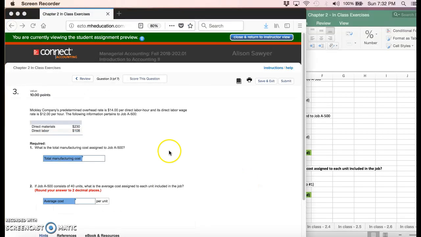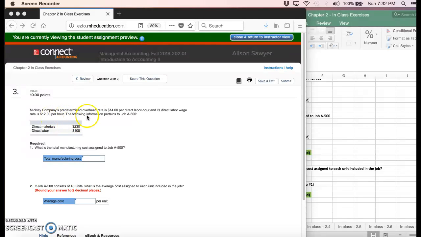Okay, we are on chapter 2, in-class exercises, number 3. So what are they asking us? We are required to find the total manufacturing cost assigned to job A500. So we know that total manufacturing cost always equals direct labor, direct materials, and overhead. Okay, so let's see what information they give us. So they give us direct materials and direct labor, but then they say Mickley Company's predetermined overhead rate is $14 per direct labor hour, and its direct labor wage rate is $12 per hour.